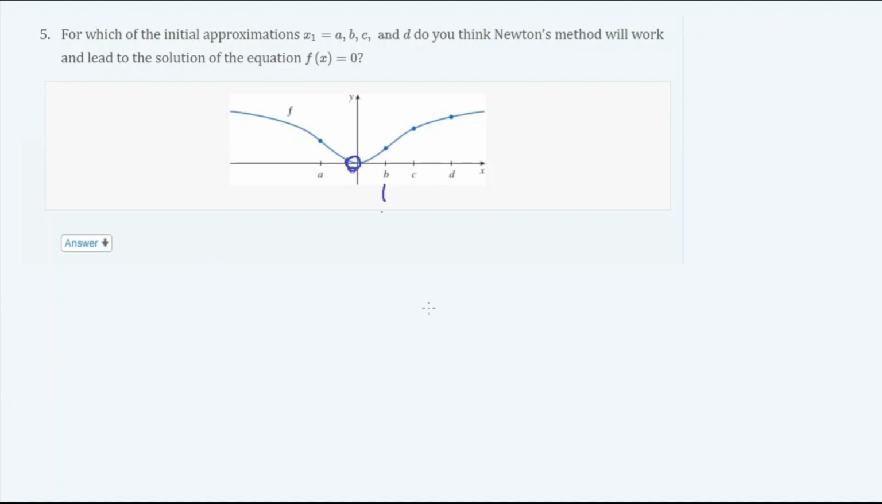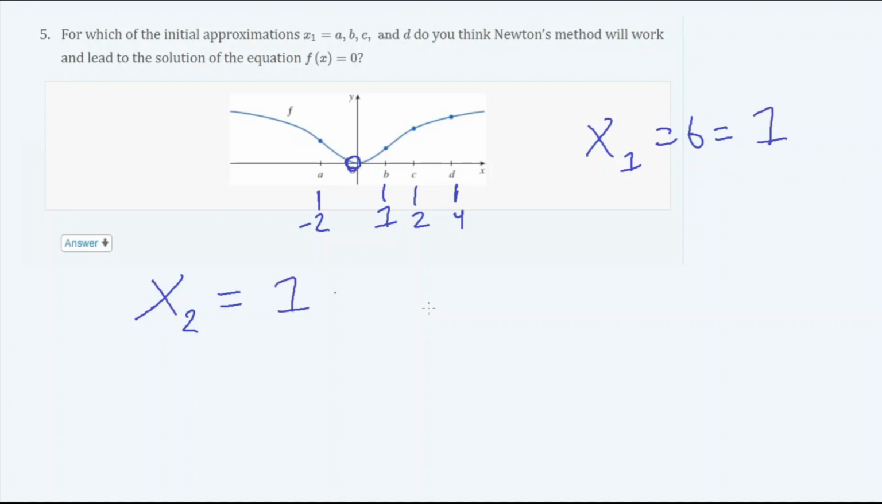So let's just give all these values. Let's say b is 1, c is 2, and d is 4. And let's say a is negative 2. So let's real quick figure out b. So let's do x2. Let's say x1 is b, and b is also going to be equal to 1. So let's say x2 is equal to 1 minus f of x, which is going to be the y value at b, which we could say this is 1, and this is going to be 2, and this is going to be 3.